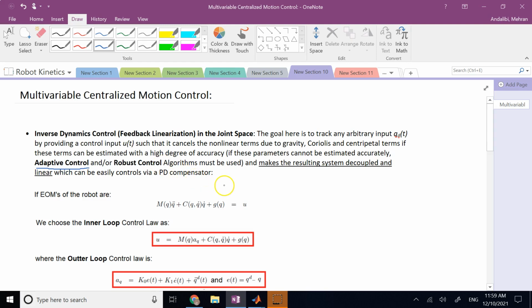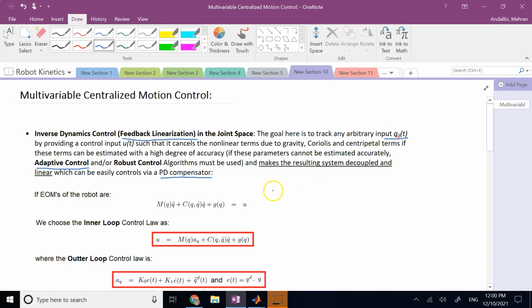So here what we use is going to be a simple PD compensator plus feedback linearization. We try to make all of the joints follow their desired values all at the same time, not individually.